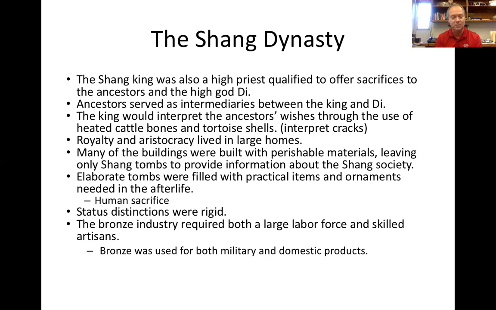But scholars came along and said, no, this is a form of writing, because what you would see is that the king would use these things to interpret the past and figure out how to act in the future. The king would use cattle bones or tortoise shells, various turtle shells, and write something on it like, will I be successful in battle? Will we have a good harvest? Will I have lots of sons? Something like that. And they would heat this item and it would crack.